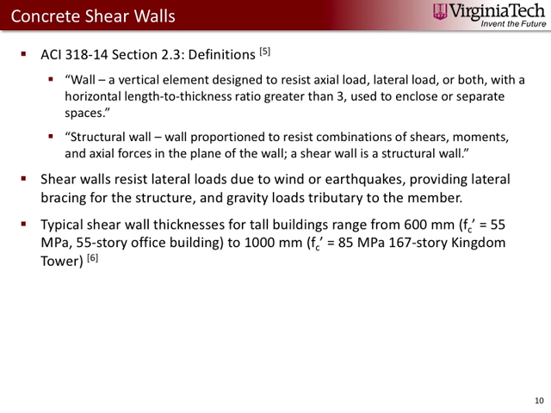So shear walls resist lateral loads applied to the building due to earthquakes or due to wind, and also resist, especially in the case of tall buildings, gravity loads that are tributary to the member. Typical thicknesses of shear walls in tall buildings range anywhere from around 600 millimeters, which for this case is a 55-story office building, all the way up to 1,000 millimeters, which corresponds to the Kingdom Tower, which is currently under construction, and upon completion will be the tallest building worldwide.